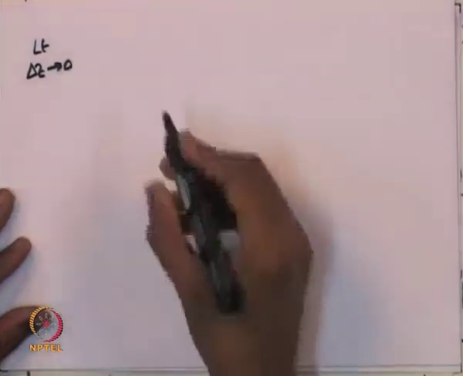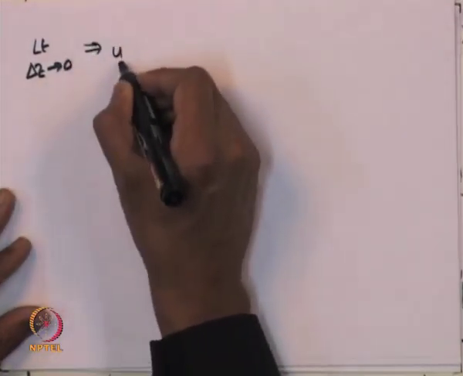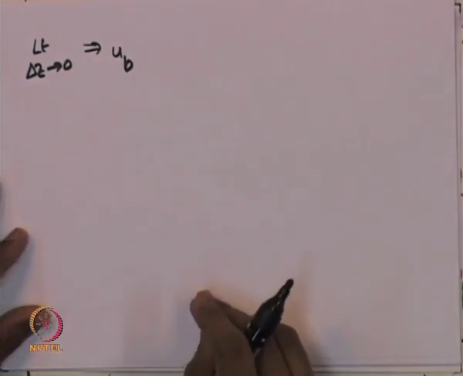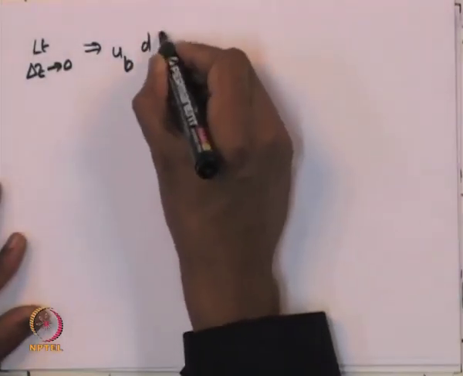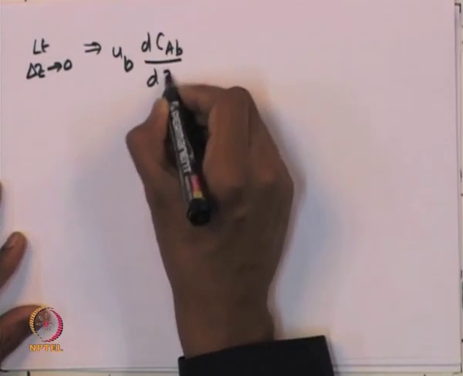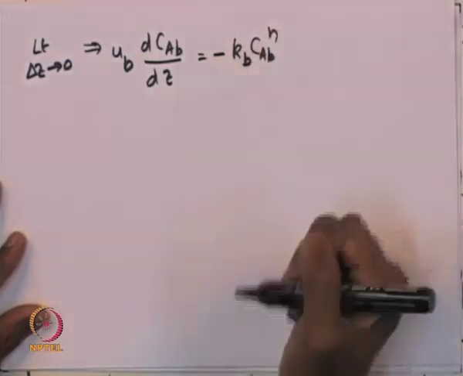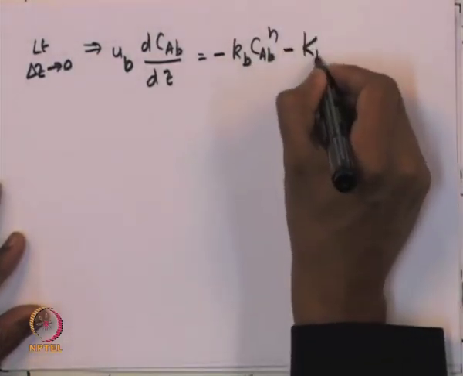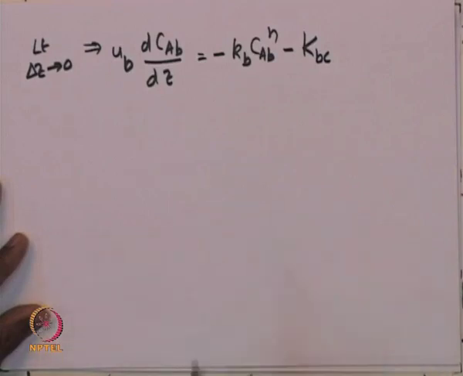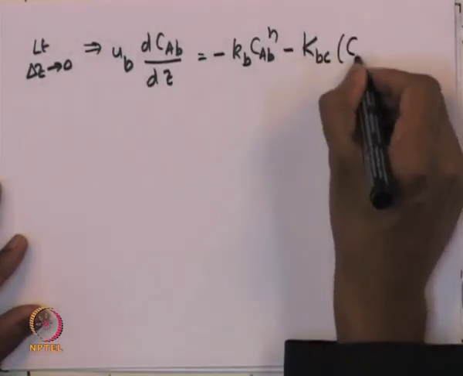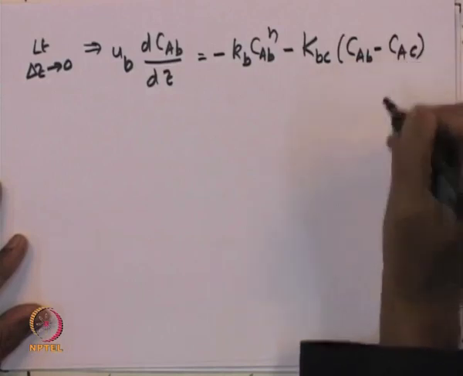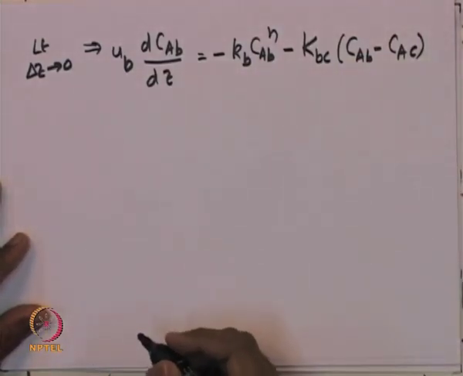Now we can rewrite this mole balance by taking the limit that delta z goes to 0. We can rewrite this as ub, which is the velocity with which the bubble is rising inside the fluidized bed reactor, into dCab by dz. That should be equal to minus Kb Cab to the power of n minus Kbc, which is the mass transport coefficient between the bubble and the cloud phase, multiplied by Cab minus Cac. So, that is the mole balance for the bubble phase.